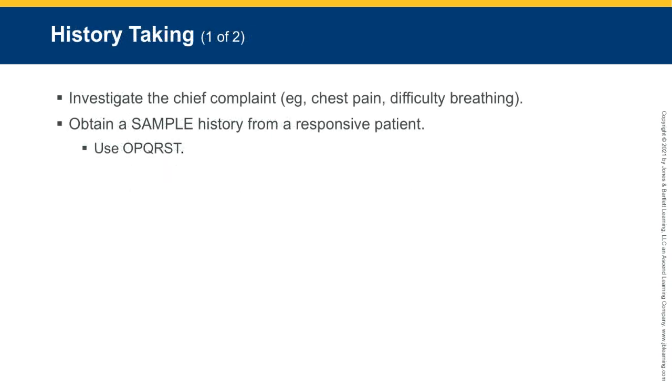When obtaining a patient's history, focus on their chief complaint, such as chest pain or difficulty breathing. Use the SAMPLE method to gather relevant medical history and the OPQRST method to evaluate the pain's onset, provocation, quality, radiation, severity, and time.